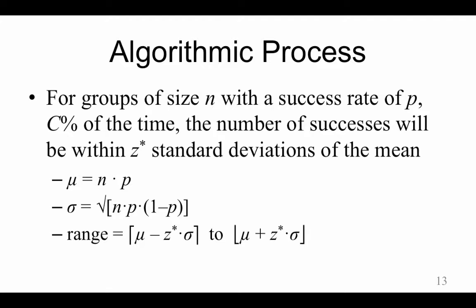Now the formula that we have, as before, uses the mean and the standard deviation. Mu, the mean, is n times p. The standard deviation, sigma, is the square root of n times p times 1 minus p. The range is then found by taking the critical value number of standard deviations above and below the mean. The bracket notation here indicates that for the lowest value of the range, we always round up, or into the interval, and for the highest value obtained, we always round down, or into the interval.